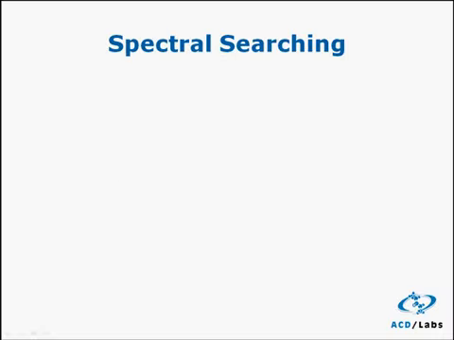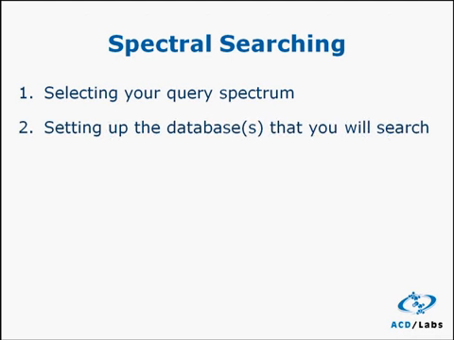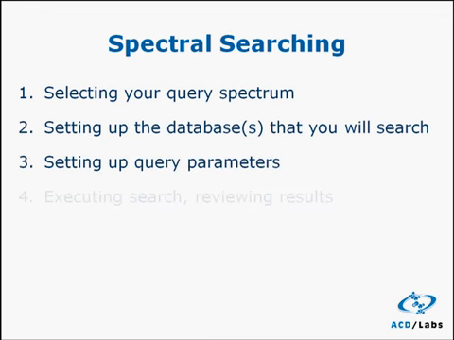We'll now look at spectral searching. There are 4 steps to any spectral search. First, you'll select your query spectrum, or the unknown. Second, you'll set up the database or databases that you'll be searching. Third is setting up the query parameters, such as what search algorithm to use or a specific spectral range. Finally, you'll execute the search and review your results.